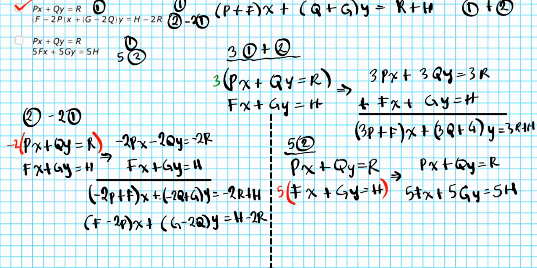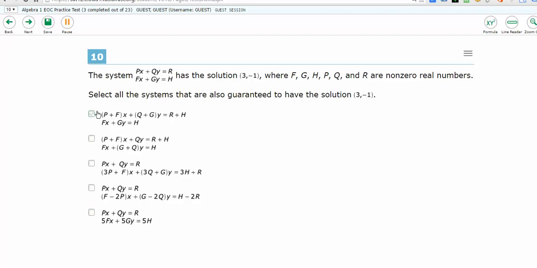So option A, B, C, D, E. E is also an equivalent system. So A, D, and E are correct. So let's go ahead and check the correct answers. Only the correct systems, okay? A, D, and E, or options 1, 4, and 5 for question number 10.